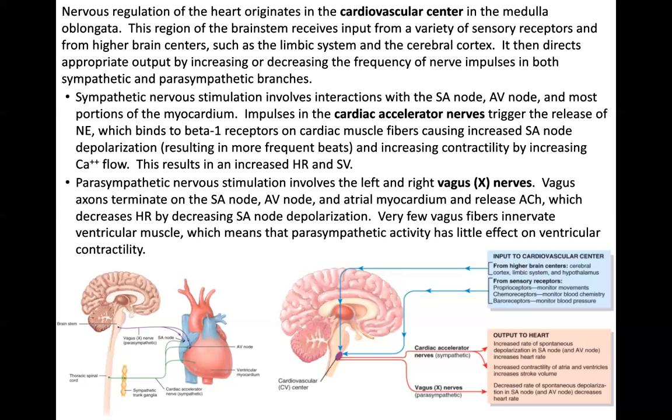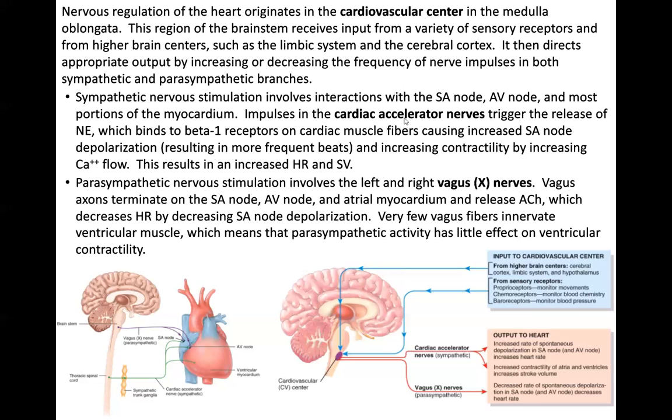Okay. So those input signals come into the cardiovascular center. Cardiovascular center interprets them and decides what to do. It acts as that integrating center, just like we've talked about all semester long. And then it decides what to do with it. And it does so by either accelerating the heart or slowing it down. And so it's going to direct output by either increasing or decreasing the frequency of nerve impulses in our sympathetic and parasympathetic branches.